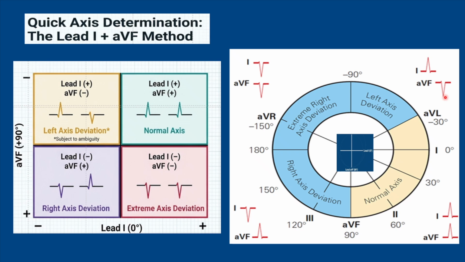But we have a problem here. If we have positive lead 1 and negative AVF, it could be left axis deviation, but still we have up to minus 30 to be normal axis. So how to know this?